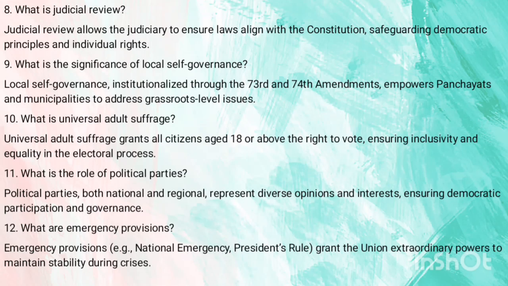Universal adult suffrage. Universal adult suffrage grants all citizens aged 18 or above the right to vote, ensuring inclusivity and equality in the electoral process. The next one, what is the role of political parties? Political parties, both national and regional, represent diverse opinions and interests, ensuring democratic participation and governance. What is the emergency provision? Emergency provision grants the union extraordinary power to maintain stability during crisis.